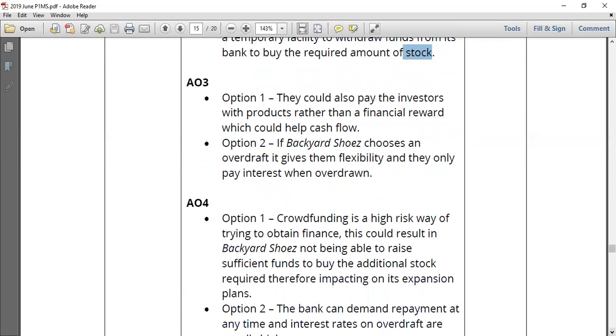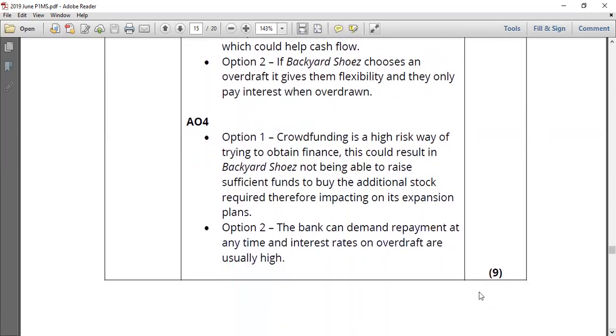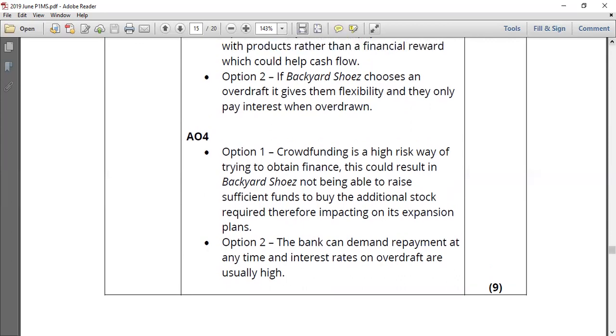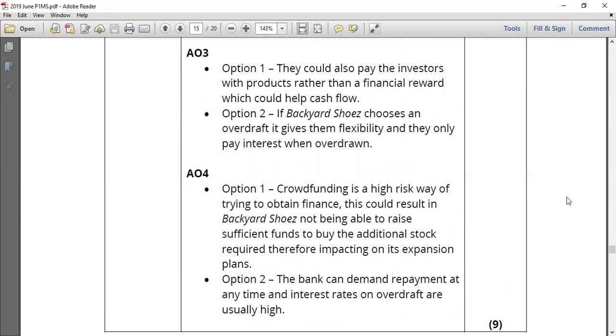But however, look at the option 2 disadvantage, the evaluation point: the bank can demand repayment at any time, and the interest rates on overdrafts are usually high. Right? The bank can demand repayment, they can ask anytime. So even though it's flexible, they're always pushing you to pay as soon as possible, and overdraft interest rates are usually high. Always when you're writing this 9 marker, use a 2-2 method. Write 2 advantages in one paragraph, and in the second paragraph talk about the 2 disadvantages of the selected option.